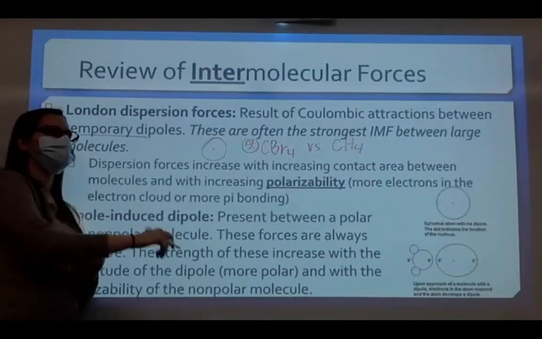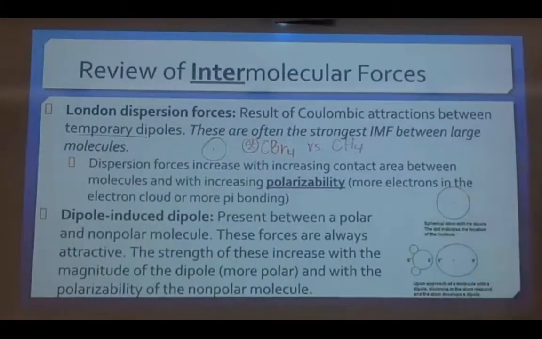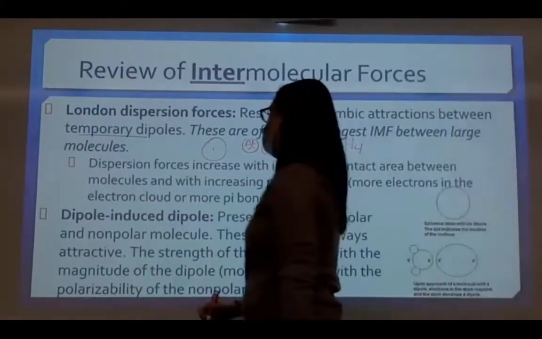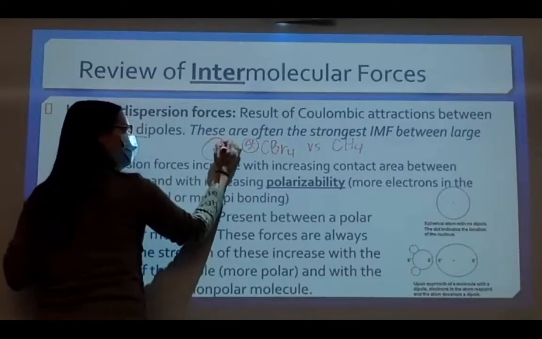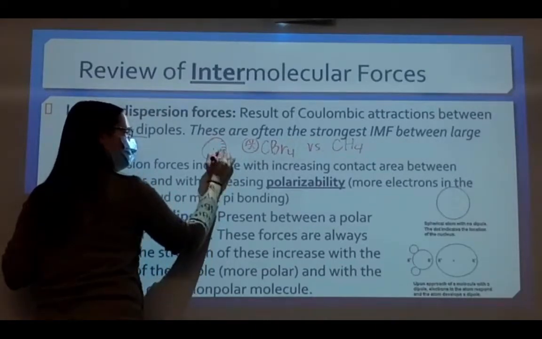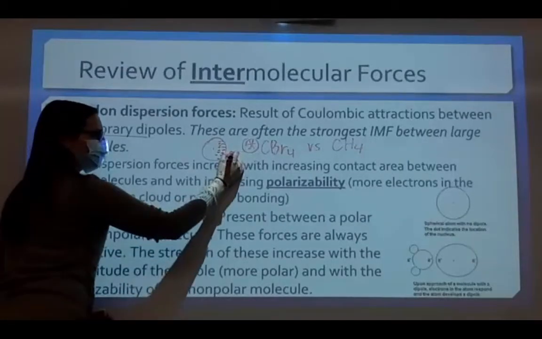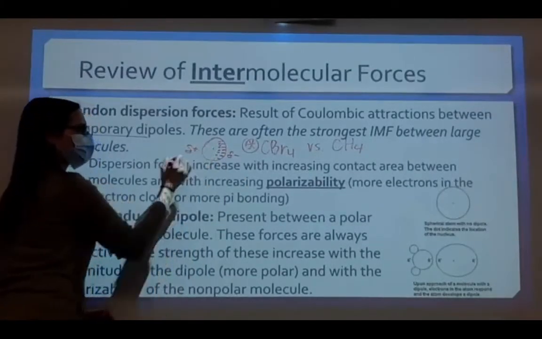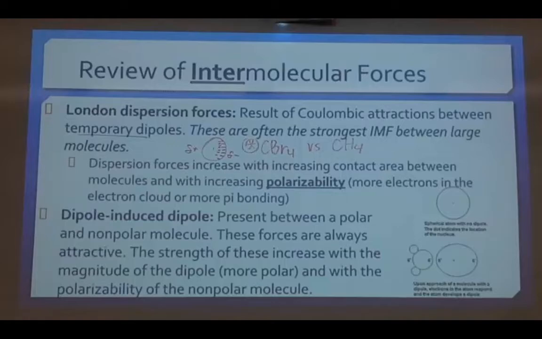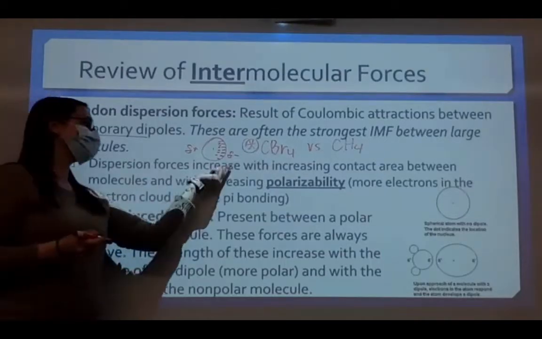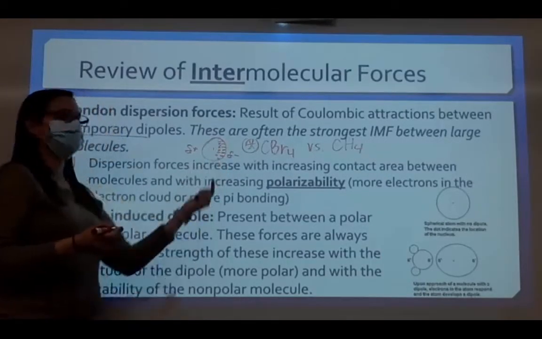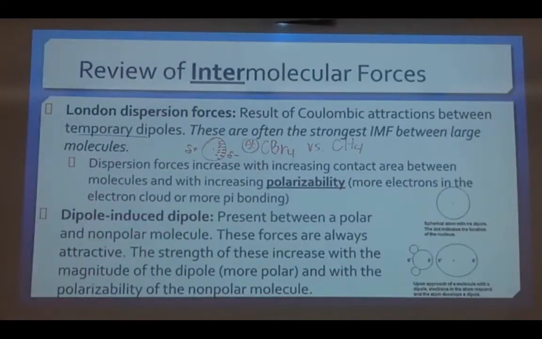Bromine has how many more electrons? 34 more electrons than hydrogen. So it's a lot easier for all of the 34 electrons to cause a partial negative side versus a partial positive side. When you have 34 electrons, that's going to create a stronger partial negative than just one electron in hydrogen. What if the electrons go to one side if they repel each other?